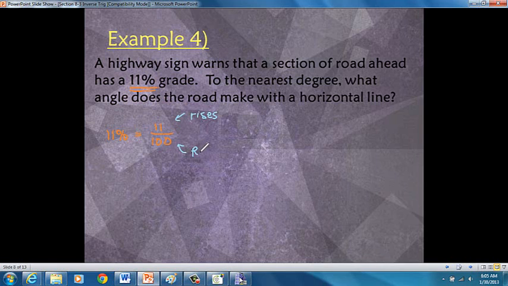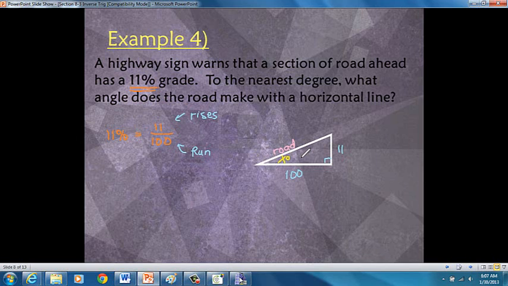So really we have the slope of the road. We have the rise over the run. Rise is 11 feet every 100 feet horizontally. We're going to use the right triangle to represent this problem. And I'm asked to find the angle the road makes with the horizontal line. So if this is my road, I want to know what this angle is here.